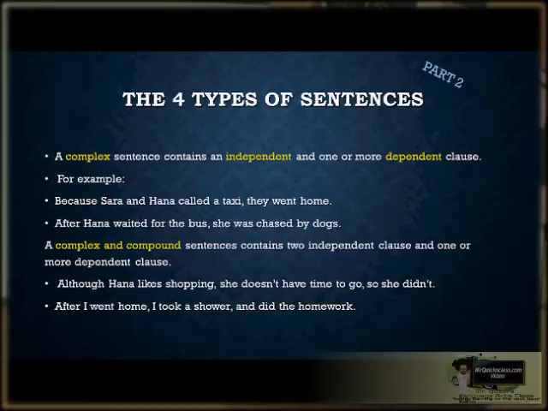Now, a complex compound sentence contains 2 independent clauses and one or more dependent clauses. Do not get confused between the complex compound and the other one, because this one contains a dependent clause, the other one only contains 2 independent clauses. For example, in the complex compound, although Hannah likes shopping, she doesn't have time to go, so she didn't. As you guys can see, although Hannah likes shopping is a dependent clause, she doesn't have time to go is an independent clause, so she didn't is an independent clause.